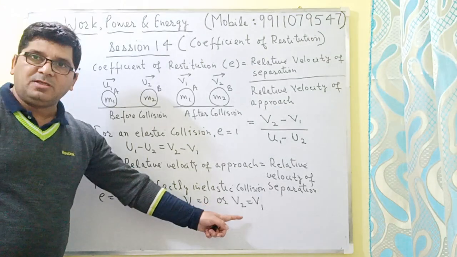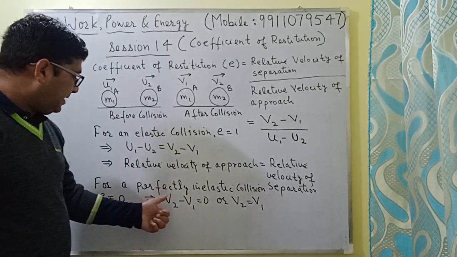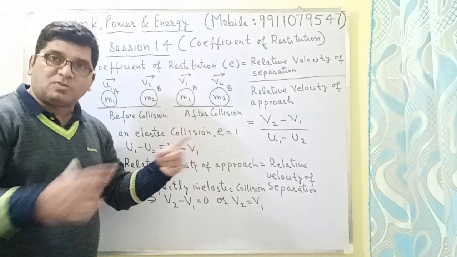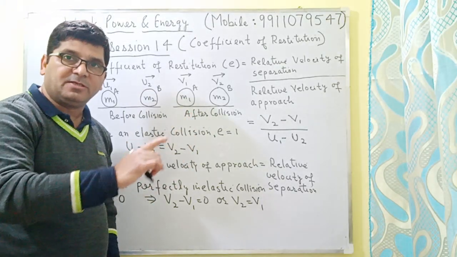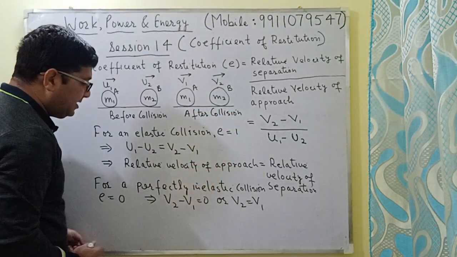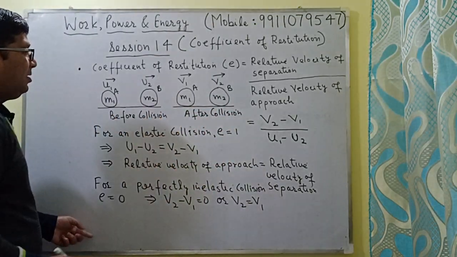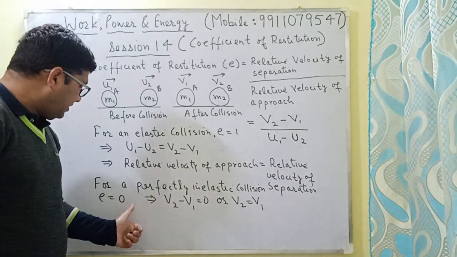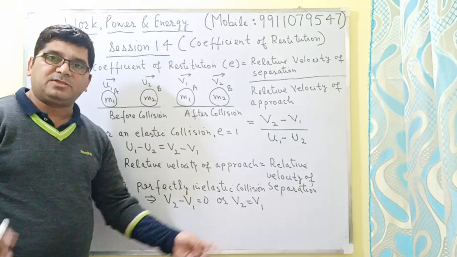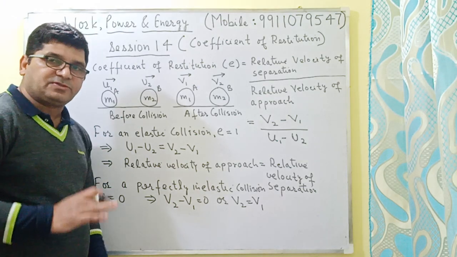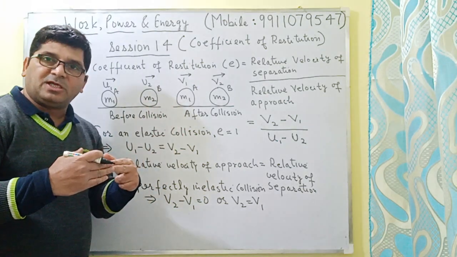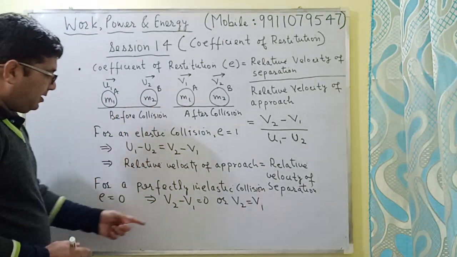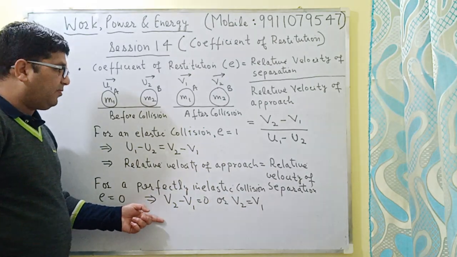Okay, v2 is equal to v1, or in other words, we can also say that in the case of a perfectly inelastic collision, both these two bodies stick together after the collision and they move together. So if they move together, then we can find their common velocity. For a perfectly inelastic collision, e is equal to 0, so v2 is equal to v1, or we can say that the two bodies stick together after the collision and move together with a common velocity. So in this case, we can find the value of the common velocity.